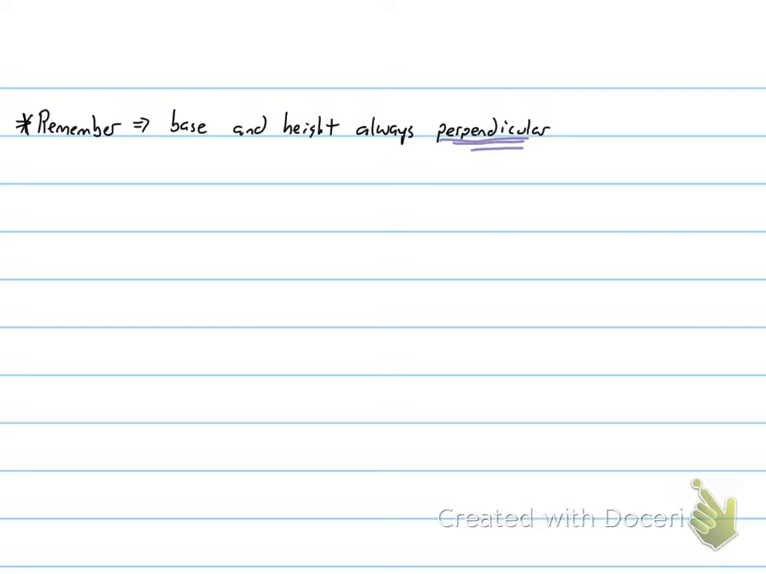So, another situation: we want to remember that the base and height are always perpendicular. So if we have two side lengths that are perpendicular to one another, aka we have a right triangle, we could just use 1/2 times the base and height.